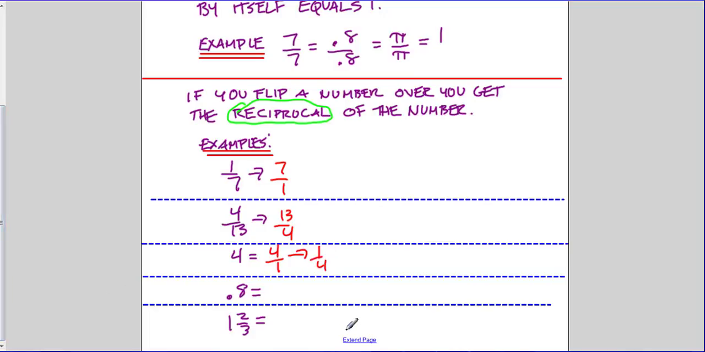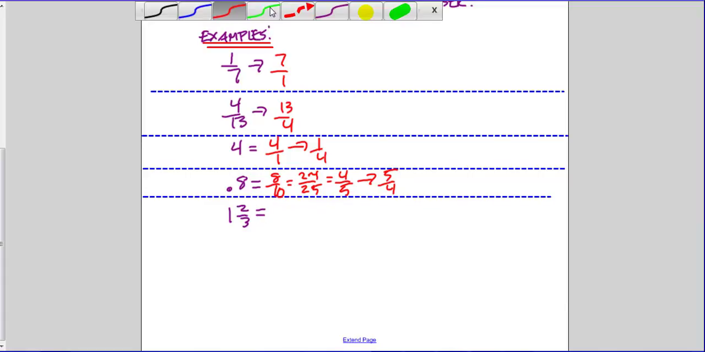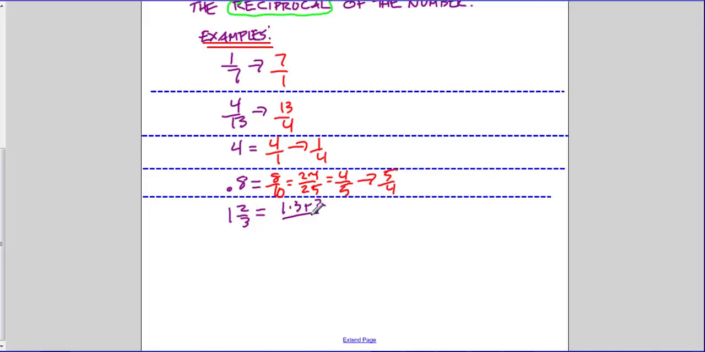Now 0.8, that looks interesting. Well, if you know that 0.8 is actually 8/10 by definition, and you can divide 2 into both 8 and 10, so that reduces to 4/5. So the reciprocal of 0.8 is 5 over 4. Then 1 2/3 is a mixed number, so what I need to do for a mixed number is change it to an improper fraction. So I go 1 times 3 plus 2 over 3, which is 5/3. So the reciprocal of 1 2/3, which equals 5/3, is 3/5.